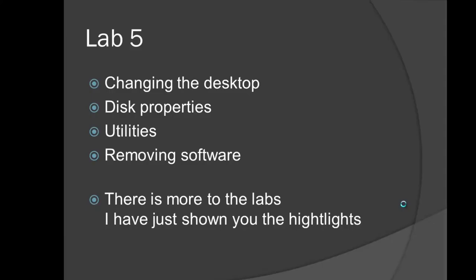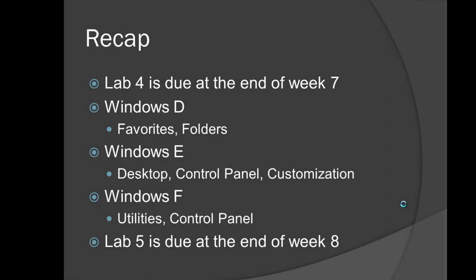I've just shown you the highlights. I've shown you parts of Lab 4, which is due at the end of week 7. I've shown you a little bit about Windows Chapter D, Favorites and Folders, a little bit about Windows Chapter E, changing the desktop, control panel, and customization in general. I've shown you a little bit about Windows F, the utilities, and more about the control panel. I've also shown you a little bit about Lab 5, which is due at the end of week 8.